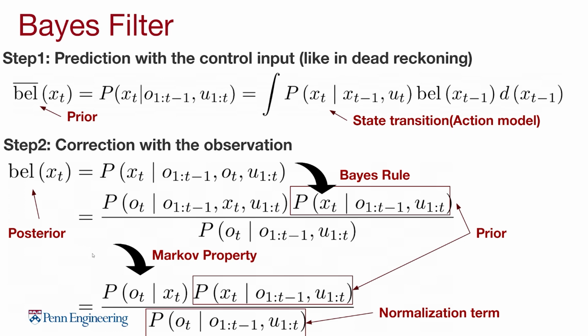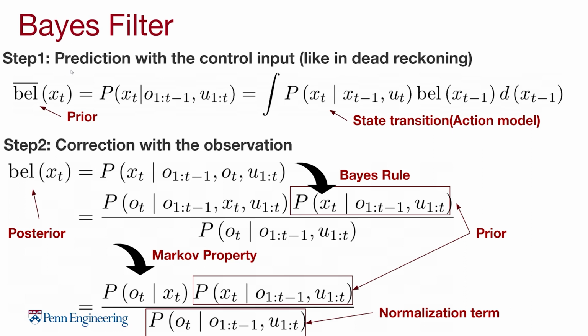Since the posterior is a probability distribution, for the normalization term we don't actually have to calculate the probability of observation t given the observation and the control input stream. As long as we know the posterior is proportional to the likelihood times the prior, then it is okay. We can just normalize it afterwards. So this gives us the basic idea of the Bayes filter.